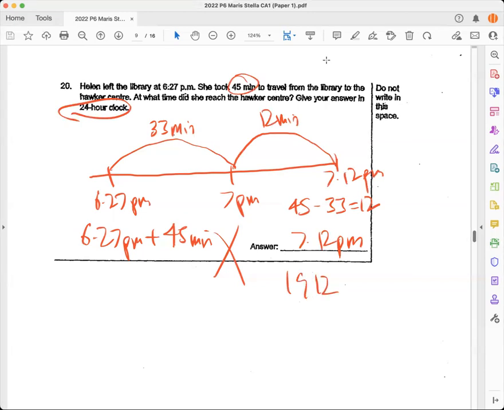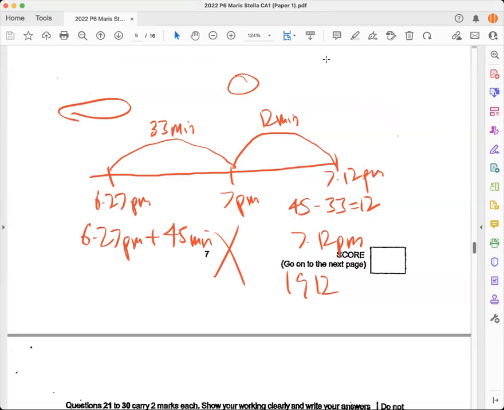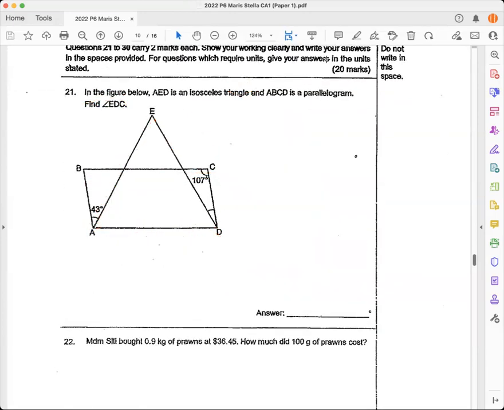Okay. Now let's look at question 21. Question 21 has a few key pieces of information. Isosceles triangle, which means this length is equal to this length. AED is isosceles, so what I'll do is mark it. Be careful. This marking represents EA and ED, not just this portion. Don't be tricked by your own drawings.